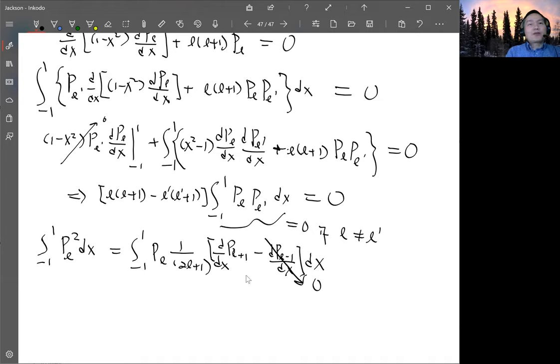Now you have the first term, and because you have d/dx, you can do integration by parts. So that becomes an integration by parts. First you have this 1 over (2l plus 1) factored out, and the integration by parts is P_l.